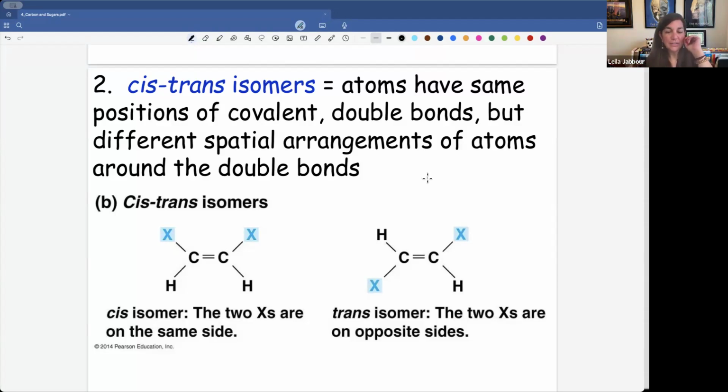A cis isomer has its 2 groups that we're comparing, here we just use the letter X, the two X's are on the same side. We use the term cis isomer. But if these two groups are facing opposite sides of the main molecule chain, then we talk about trans isomers.